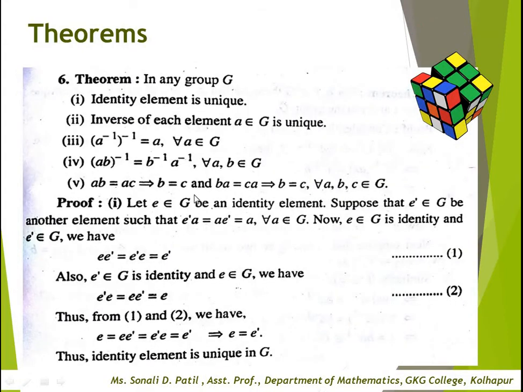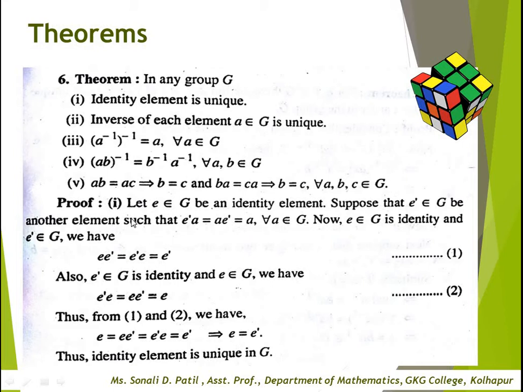Okay, now there is a theorem. First theorem: in any group G, the identity element is unique. The inverse of each element a belongs to G is unique. The inverse of the inverse of a is equal to a for all a belongs to G. (ab) inverse is equal to b inverse a inverse for all a, b belongs to G. ab is equal to ac implies that b is equal to c, and ba is equal to ca implies that b is equal to c, for all a, b, c belongs to G.